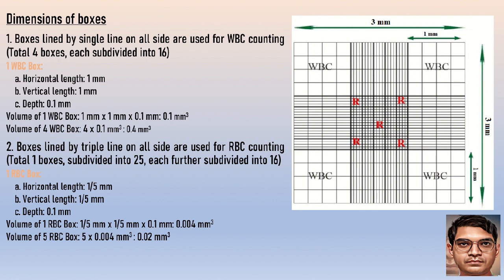The volume of 4 WBC boxes is 0.4 mm cube and of 5 RBC boxes is 0.02 mm cube. These numbers are required during the respective practicals for calculation of the final cell count.